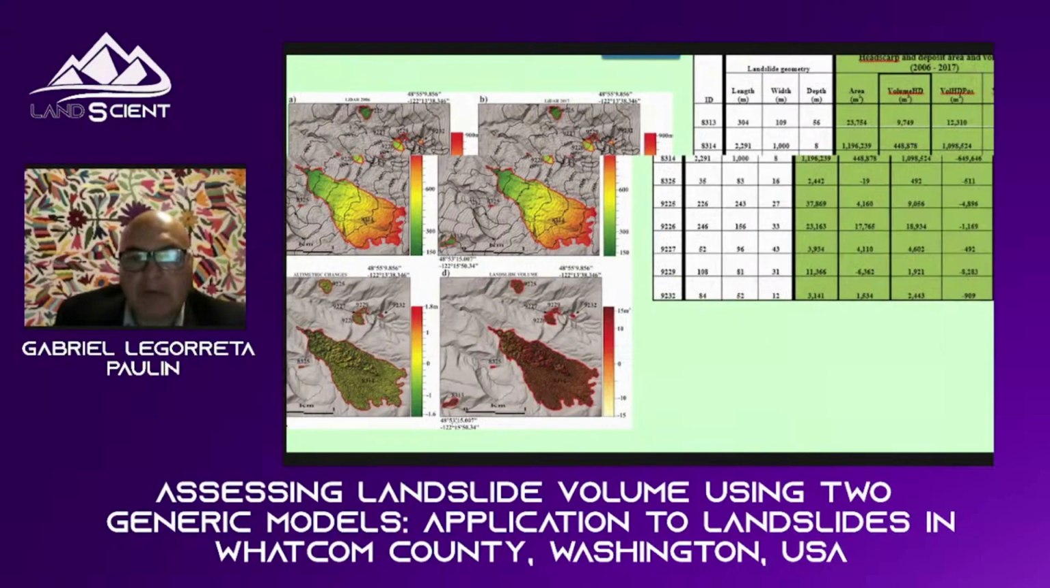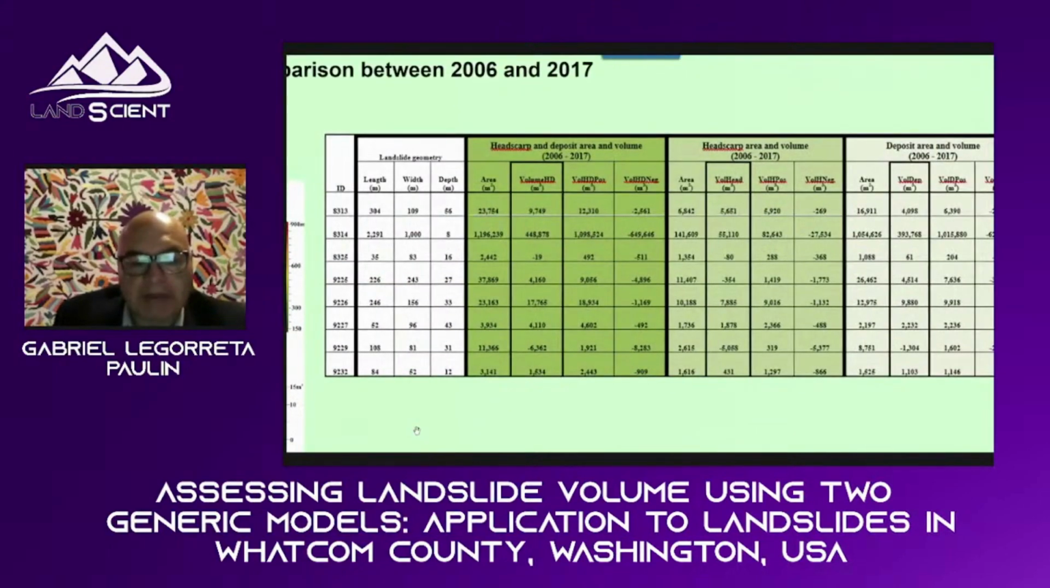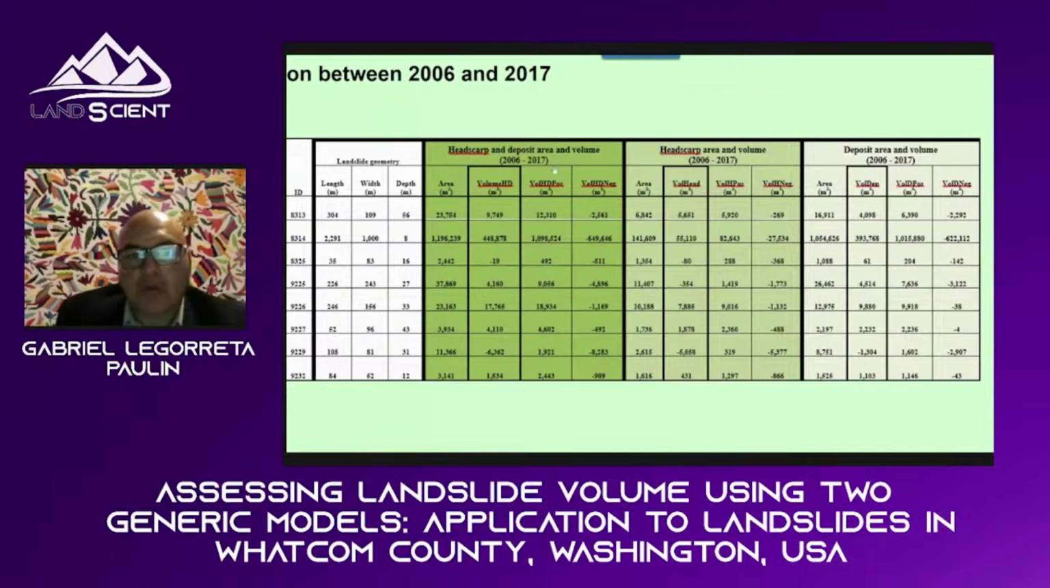Now, let's look at the table that is produced by the model. On the left side, we have the landslide geometry for my 8 deep-seated landslides, and they came in a wide range of length, width, and depth. Then the model will produce 12 columns with the information of area and the volume for the headscarp and deposit, and individually for the headscarp and deposit. Also, they will produce the positive and negative values for each part of this.